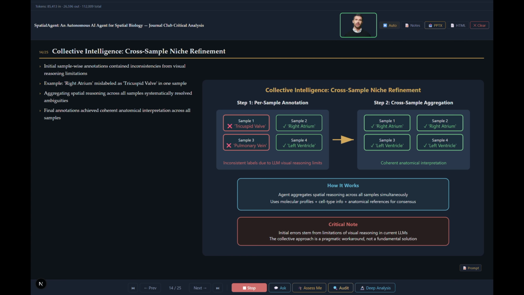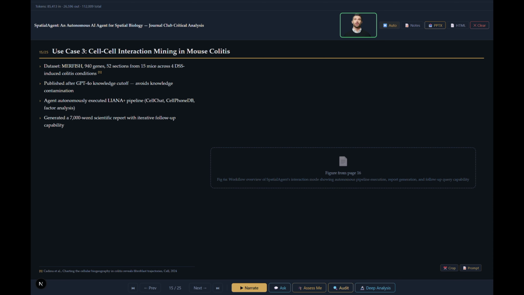This is clever engineering, but note the critical caveat. The authors themselves attribute the initial errors to fundamental limitations of visual reasoning in current LLMs. The cross-sample aggregation is a workaround, not a fix. A good discussion question: what happens when the majority of samples have the same error? The consensus approach would amplify rather than correct it.